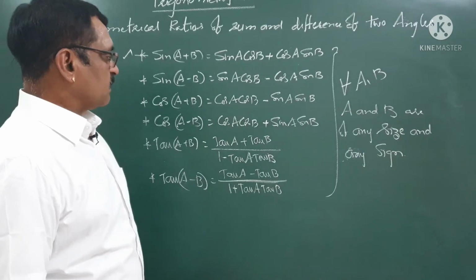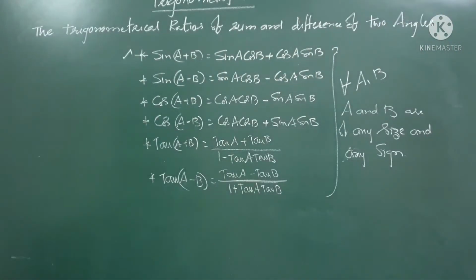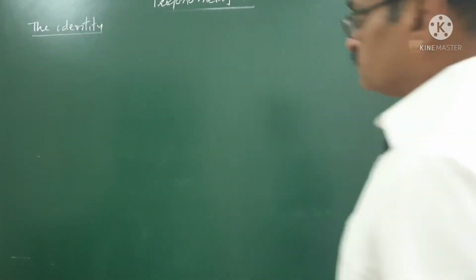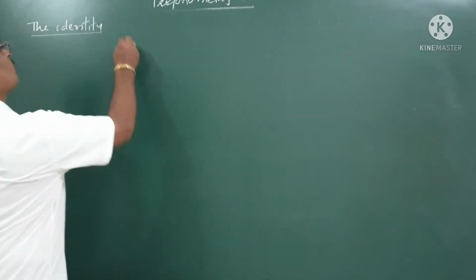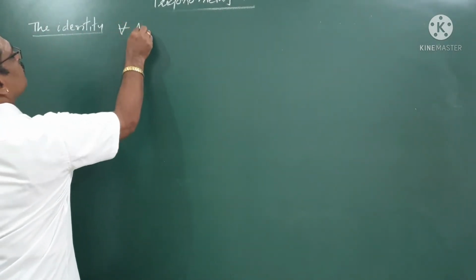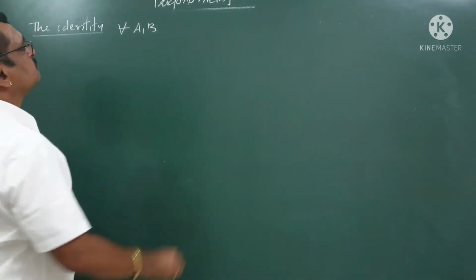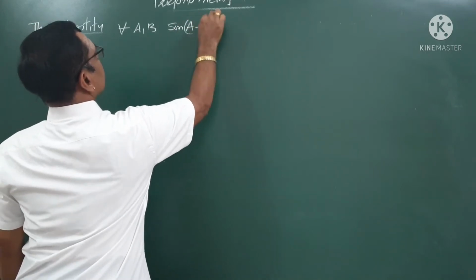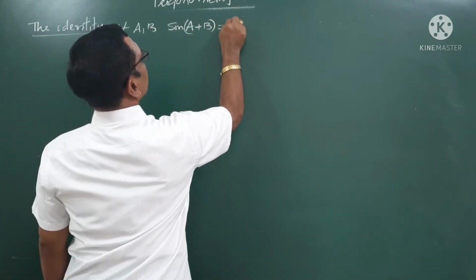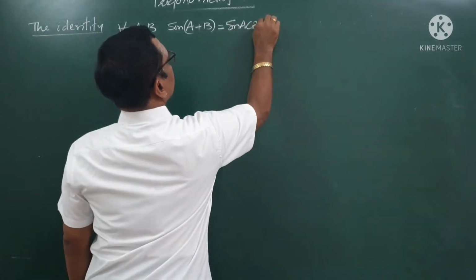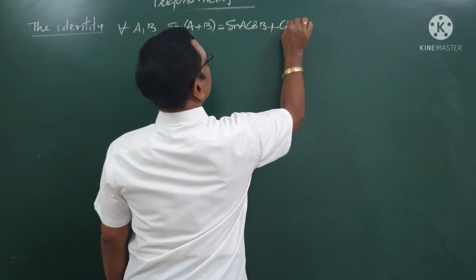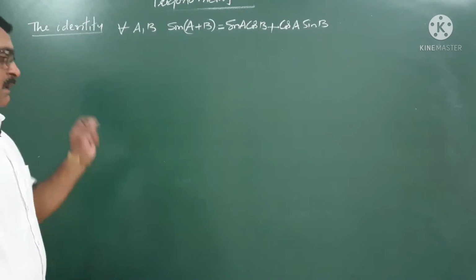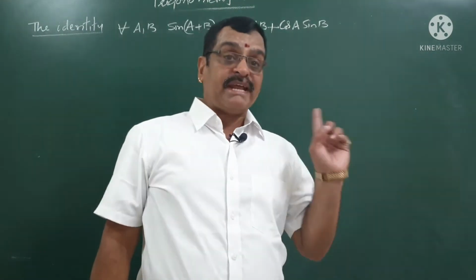Let me prove one by one. For all A, B, we have sin of A plus B is equal to sin A cos B plus cos A sin B. Now, to prove this one, I am going to take help of plane geometry.